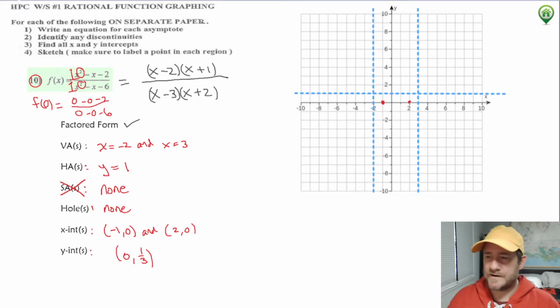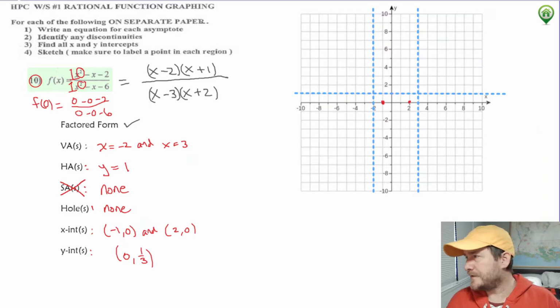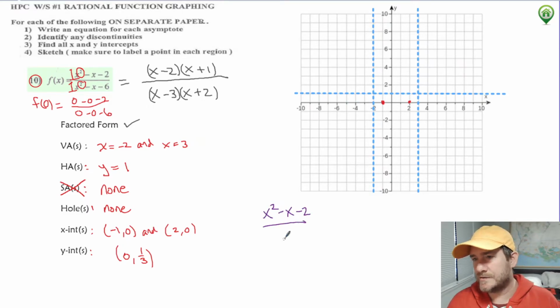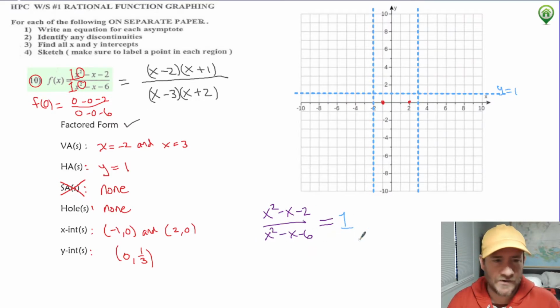So we probably better fall back on method 1 for determining if you cross your end behavior asymptote, which was grabbing the entire original function, the x squared minus x minus 2 all over x squared minus x minus 6, and setting it equal to the equation of our end behavior asymptote, which in this case is y equals 1. So I just have to set this thing equal to 1, and then try to solve this.